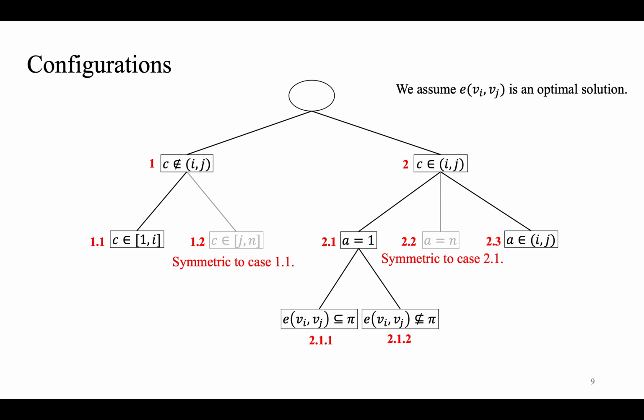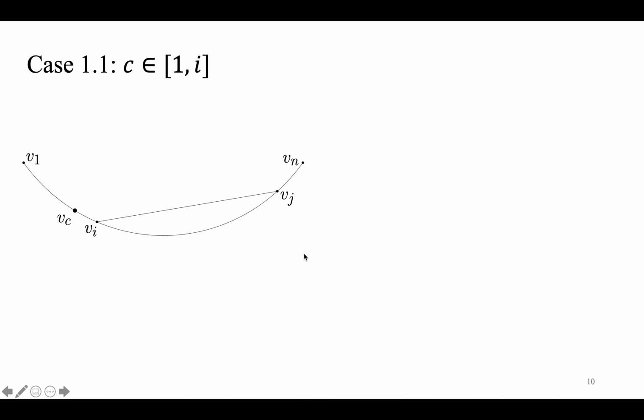We need to know that case 1.2 is symmetric to case 1.1. Case 2.2 is symmetric to case 2.1, so we don't need to consider case 1.2 and 2.2. Next, I will show you the algorithm to compute an optimal solution for each case. First, for case 1.1, the center lies on the subpath between V1 and Vi. We use Gij to denote the resulting graph after adding EVi-Vj to the path P.